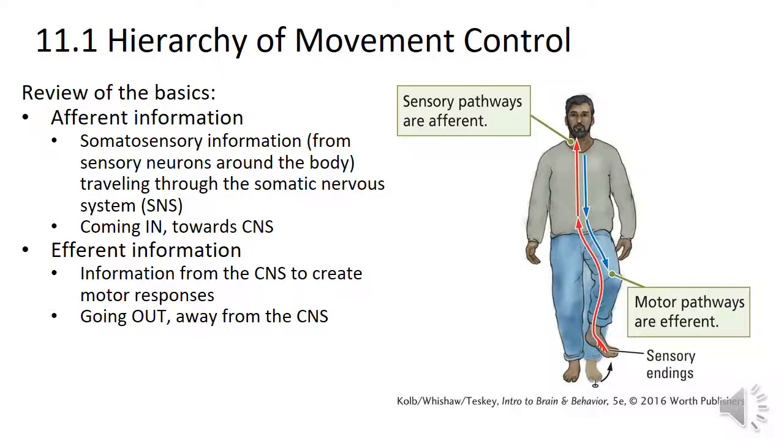Okay, starting in section 1 of chapter 11, Hierarchy of Movement Control. Quick review of some of the basics. Afferent information is information that's coming from the body to the central nervous system. So this includes somatosensory information from sensory neurons around the body. Efferent information, on the other hand, is information that's moving from the central nervous system out to the body, and that includes motor responses.